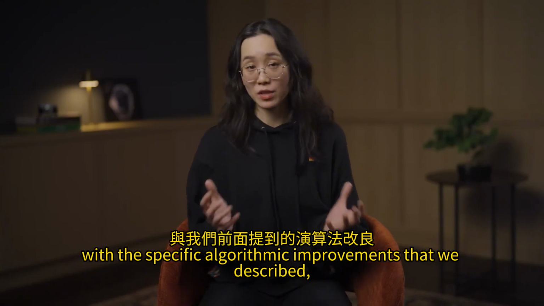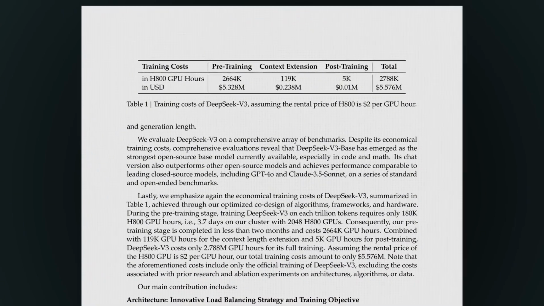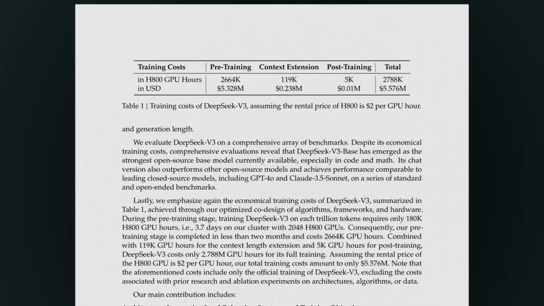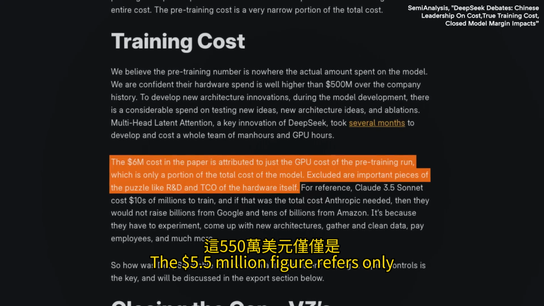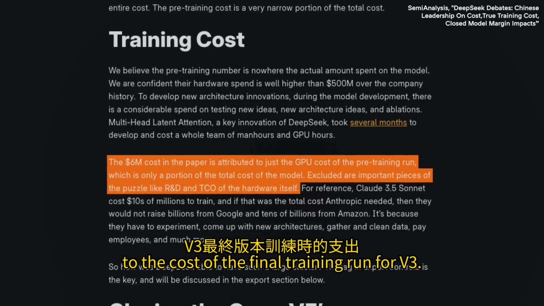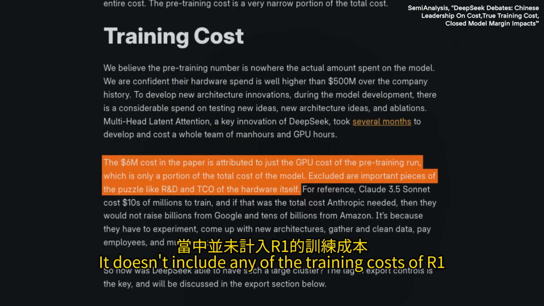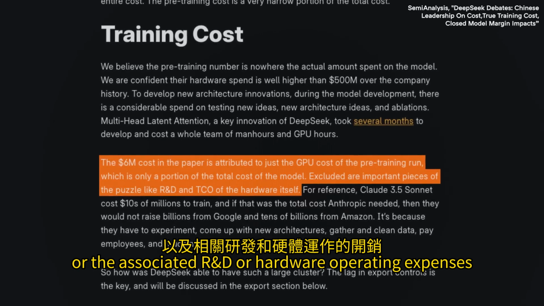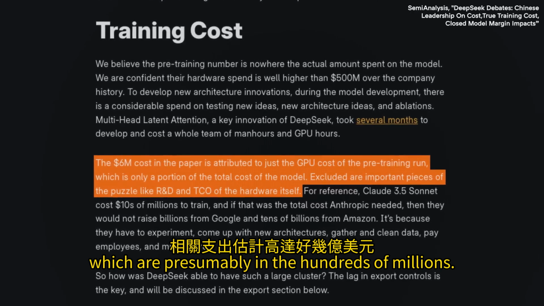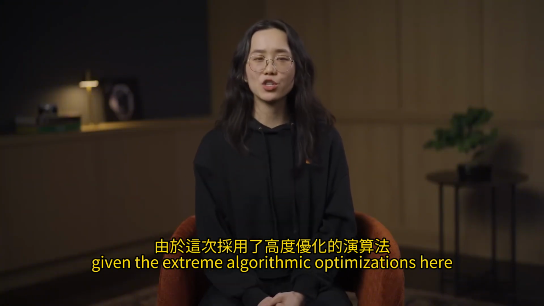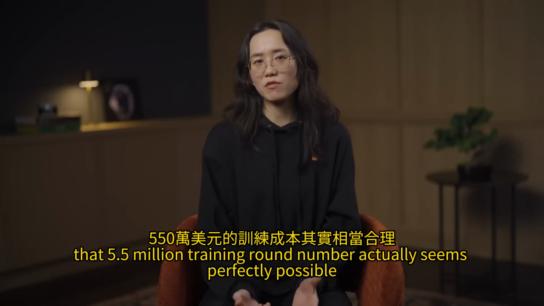Another explanation is that a lot of the hype cycle didn't actually have to do with the specific algorithmic improvements that we described, but with misconceptions around V3's alleged $5.5 million in training costs. There's some important fine print here. The 5.5 million figure refers only to the cost of the final training run for V3. It doesn't include any of the training costs of R1 or the associated R&D or hardware operating expenses, which are presumably in the hundreds of millions. Given the extreme algorithmic optimizations here, that 5.5 million training run number actually seems perfectly possible.